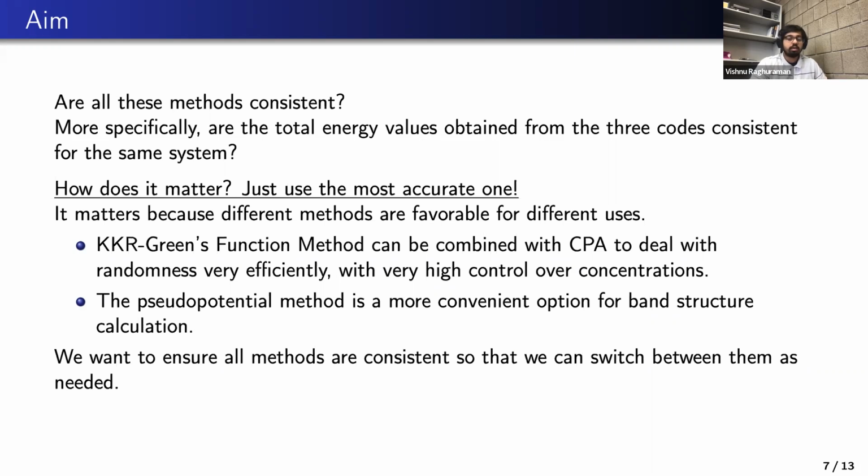But the idea is that different methods have different advantages. The KKR Green's function method, if you combine it with CPA, can very efficiently deal with random systems, and that kind of efficiency you won't get from the other methods. You can also have very precise control over concentrations. In a supercell approach, if you want more precise control over concentrations, you need larger and larger supercells. But in CPA, you can just specify in the file that you want copper to be 0.512 and zinc to be 0.488.